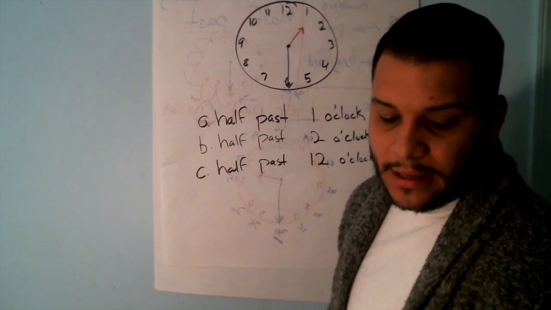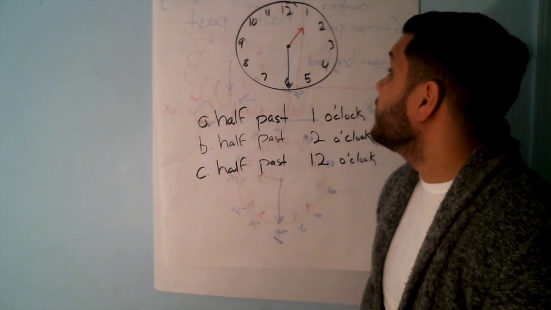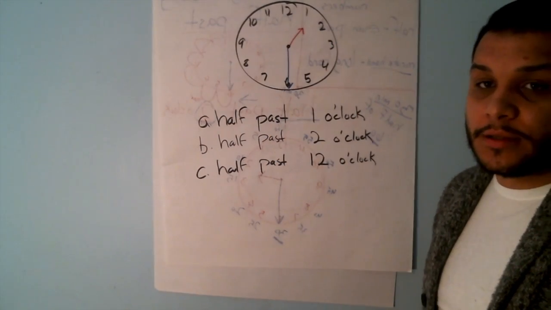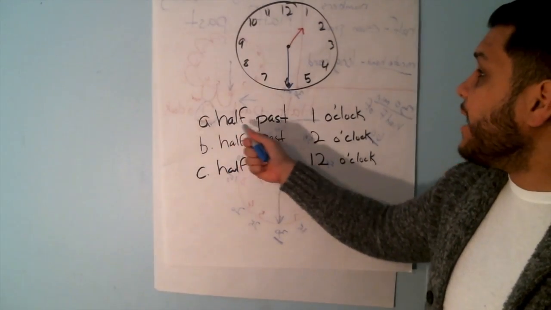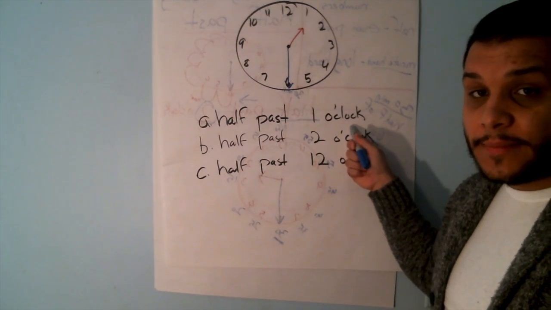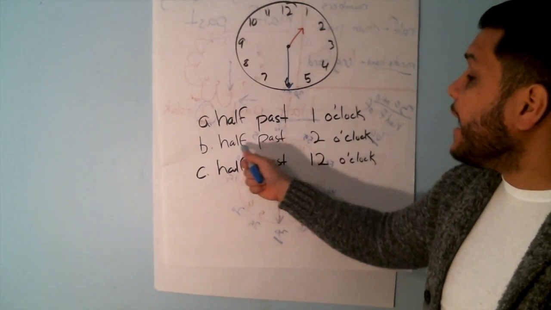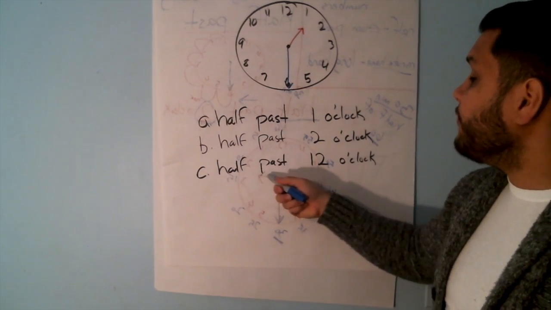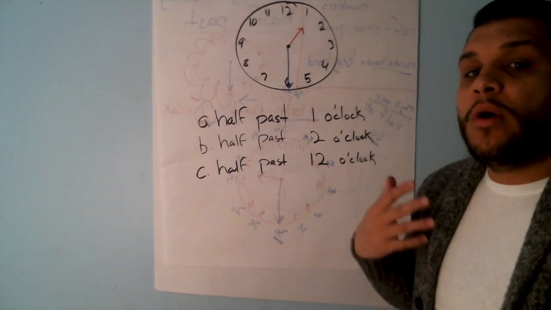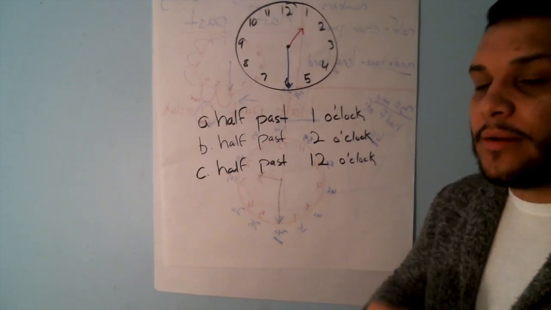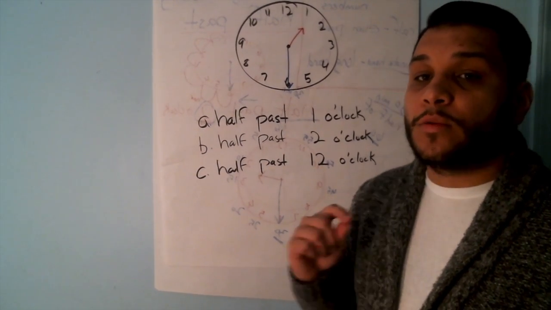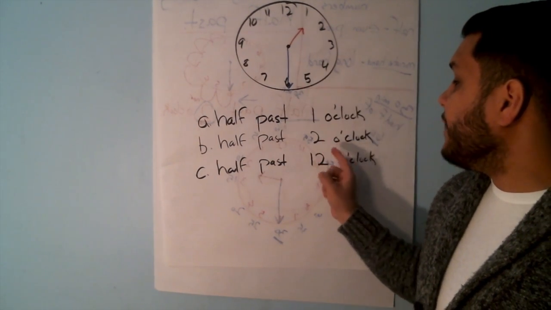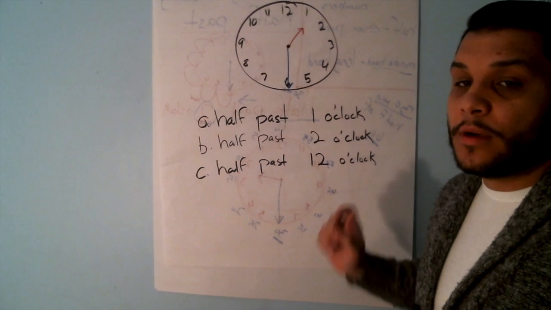On my board, I have a clock. This clock is showing me a time. I have 3 answers. Is this showing me half past 1 o'clock? Is this showing me half past 2 o'clock? Or is this showing me half past 12 o'clock? Well, I want to help you break this down so that we can figure it out. So right now I want you to answer, is it half past 1 o'clock, half past 2 o'clock, or half past 12 o'clock?